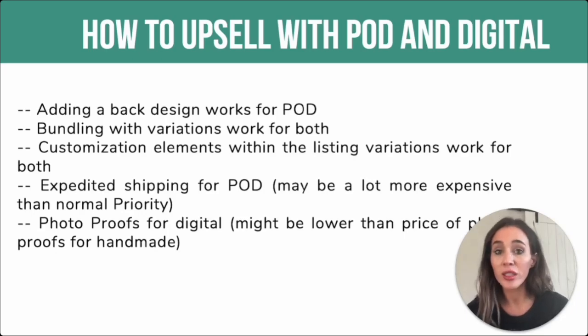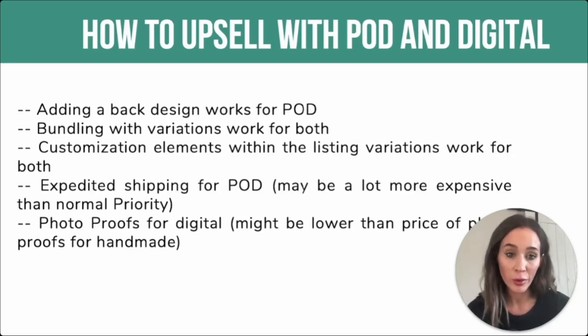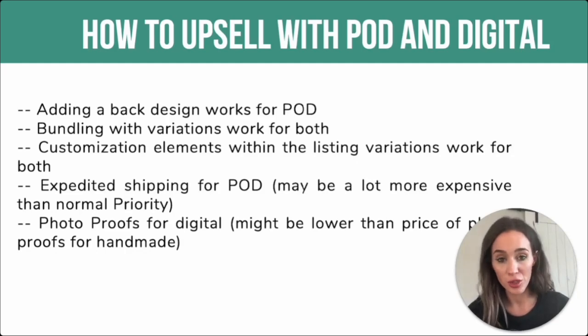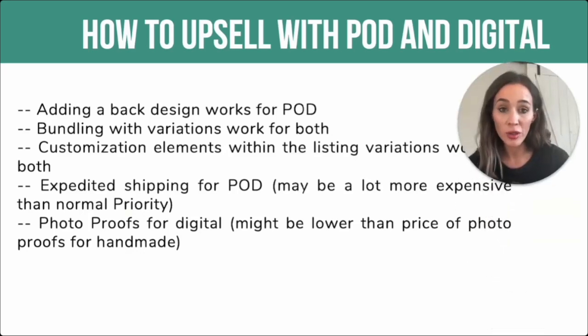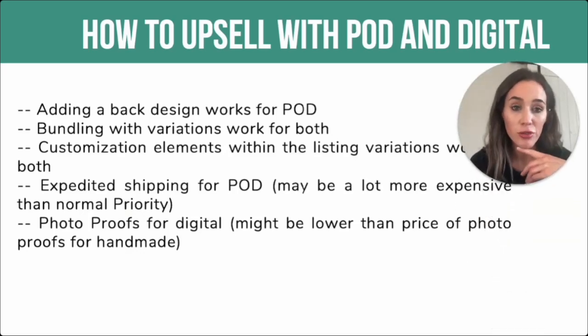Customization elements within the listing variations also work for both. That is like charging more to add something custom like a name. Expedited shipping for print on demand might be a lot more expensive than normal priority. You might also have to change who you're working with and partnering with for that. Photo proofs work for digital, or you could do print on demand as well. The price might be lower than photo proofs for physical handmade products, but you can still charge for photo proofs. Even if it's $5, hey, it's $5. It'll cover your Etsy fees for the product plus some.